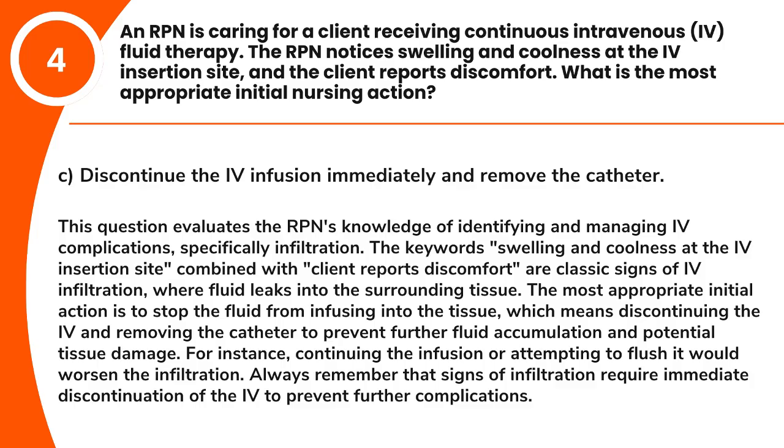The most appropriate initial action is to stop the fluid from infusing into the tissue, which means discontinuing the infusion and removing the catheter to prevent further fluid accumulation and potential tissue damage. For instance, continuing the infusion or attempting to flush it would worsen the infiltration. Always remember that signs of infiltration require immediate discontinuation of the infusion to prevent further complications.